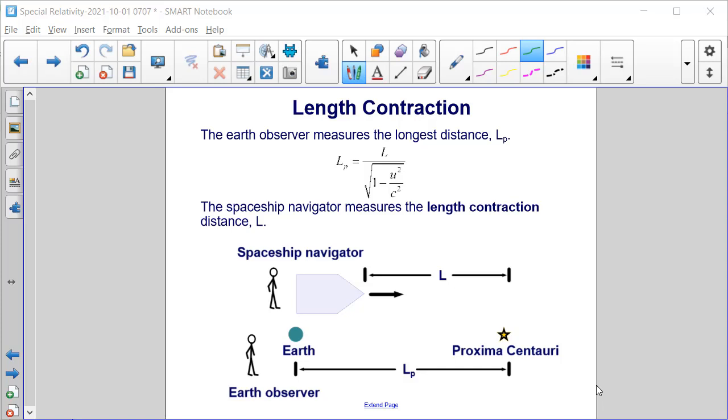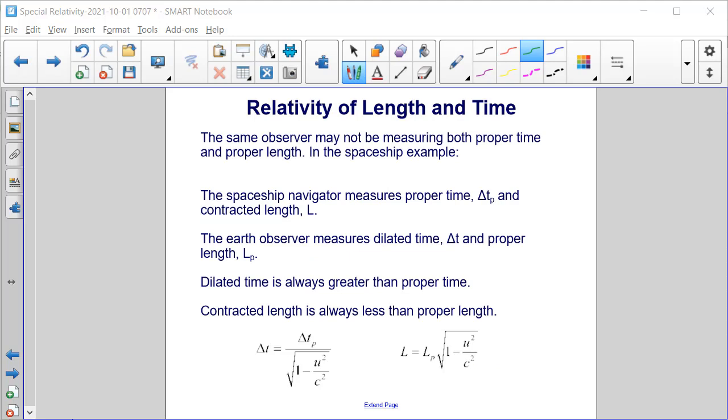The Earth observer measures the longest distance, the proper length, L_P. The spaceship navigator measures the length contraction distance, what we see here as L. So that contracted length will be less than the proper length.